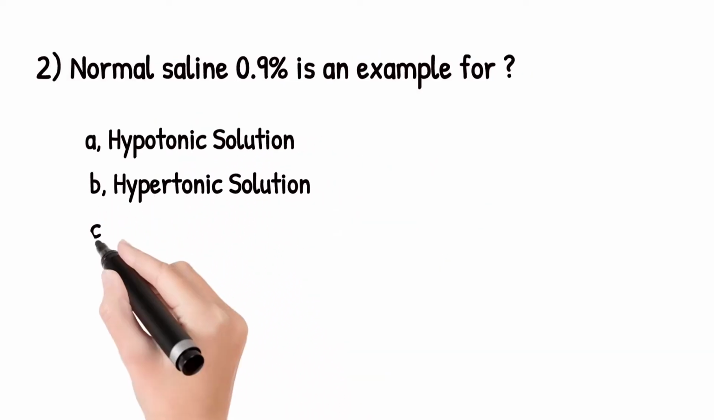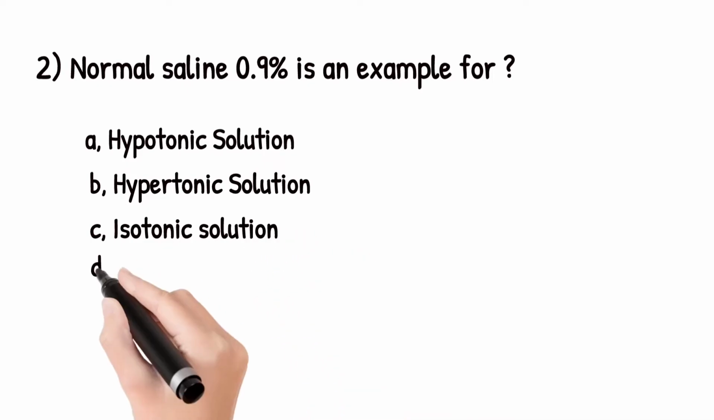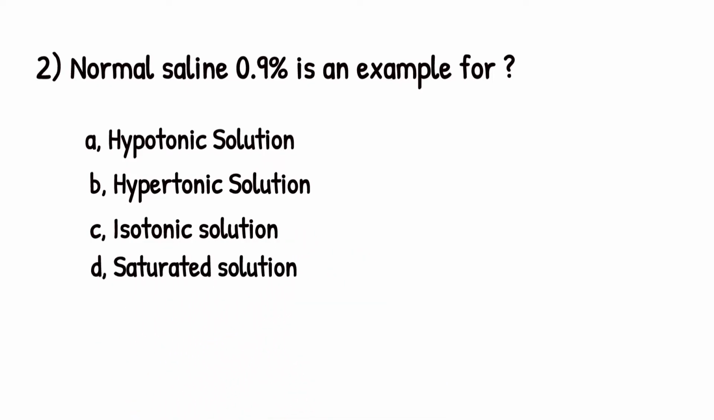Next question. Normal saline 0.9% is an example of: option A, hypertonic solution; option B, hypotonic solution; option C, isotonic solution; option D, saturated solution. The answer is option C, isotonic solution.